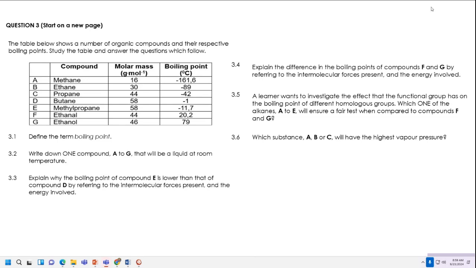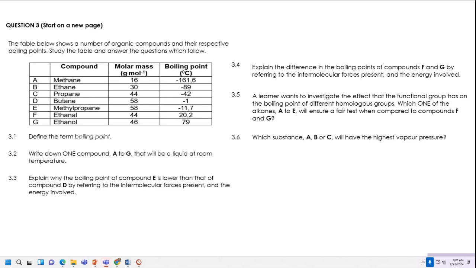Now, question 3.2. Which one compound from A to G will be liquid at room temperature? Now, grade 12s, this is a very easy question. Room temperature is 25 degrees Celsius. Compound A disqualifies itself because it boils at -161.6 degrees. That's nowhere near 25 degrees. Compound B also disqualifies. C is disqualified. E is also disqualified. What about compound F? That's still not 25 degrees. Compound F boils at 20.2 degrees. So the only correct answer is G. Why? Because G boils at 79 degrees. Hence, at 25 degrees, it is still liquid at room temperature.